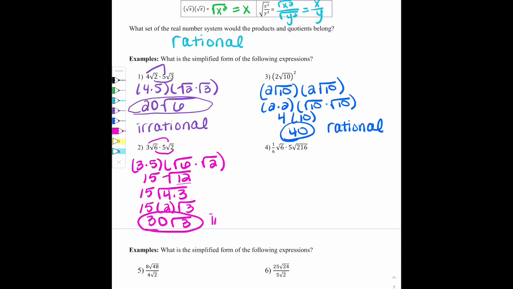And this is an example of an irrational answer. Square root of 3, 3 is not a perfect square, so when you times it by 30, still irrational.